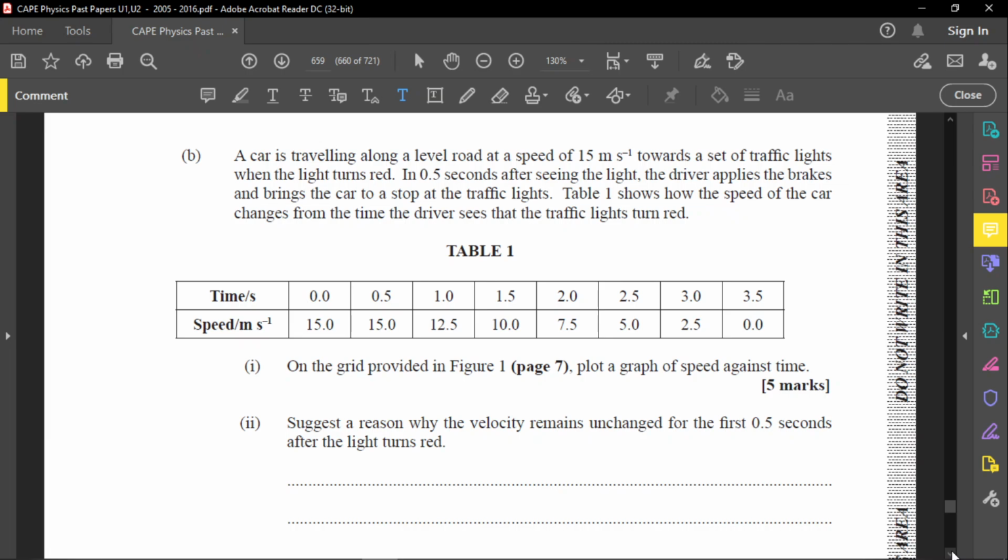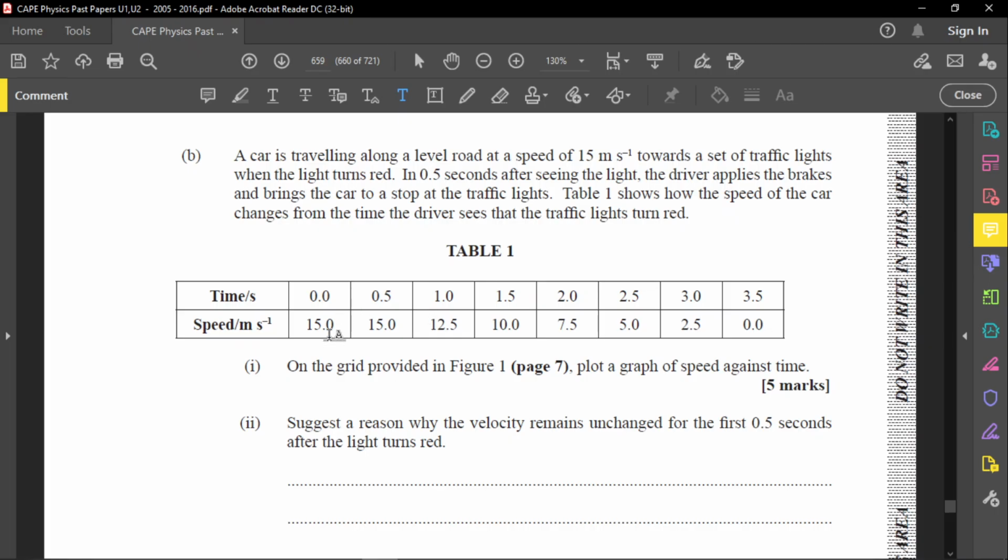The next part of the question, part B, states that a car is traveling along a level road at a speed of 15 meters per second towards a set of traffic lights. When the light turns red, 0.5 seconds after seeing the light, the driver applies the brakes and brings the car to a stop at this traffic light. Table 1 shows how the speed of the car changes from the time the driver sees the traffic lights turn red. All right, so now let's go through this.